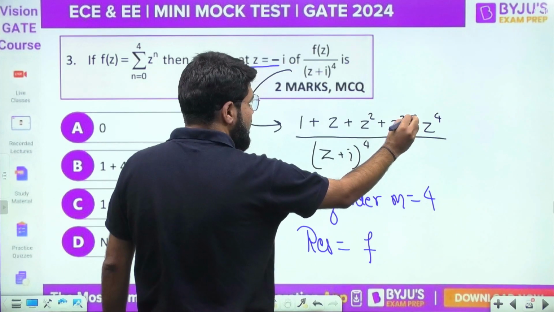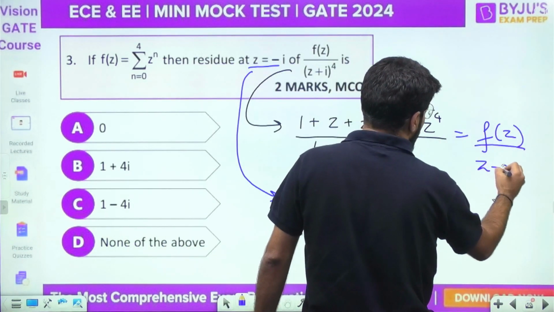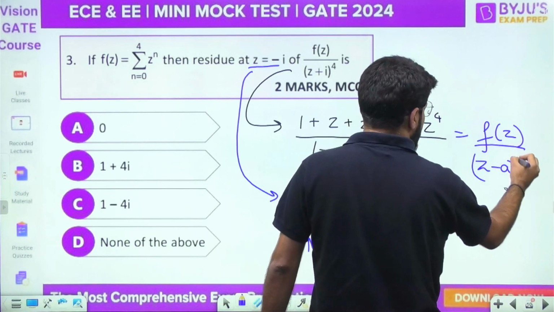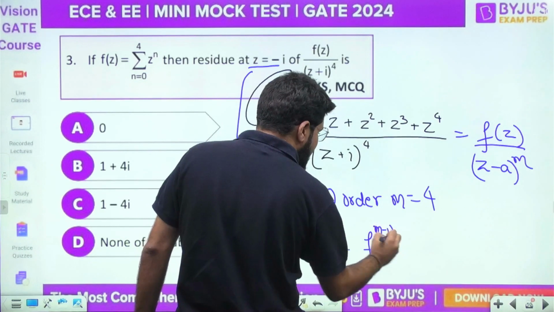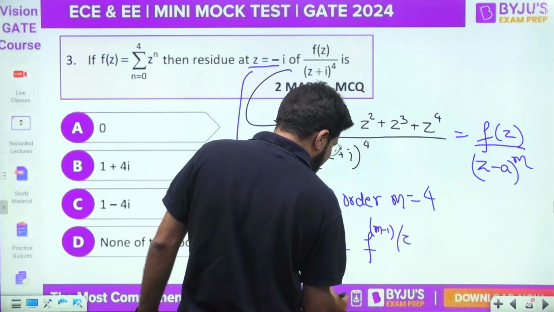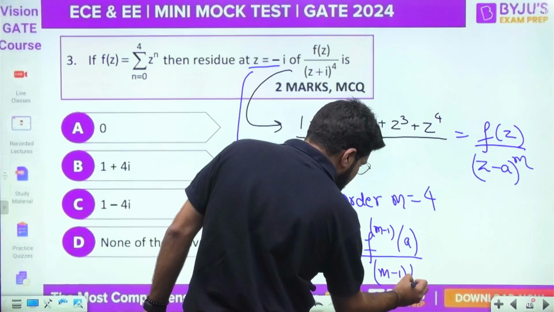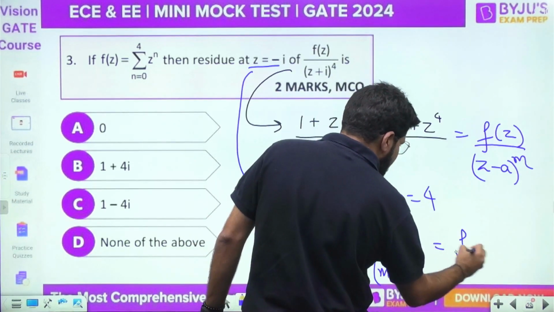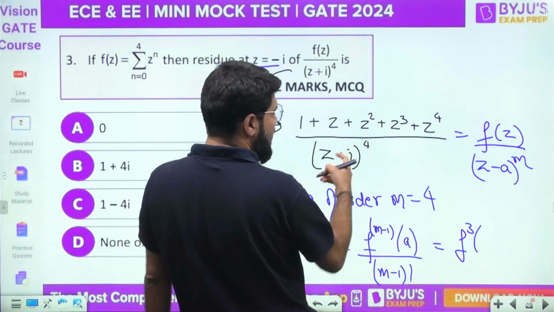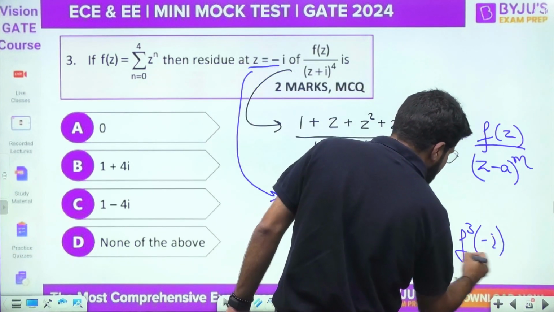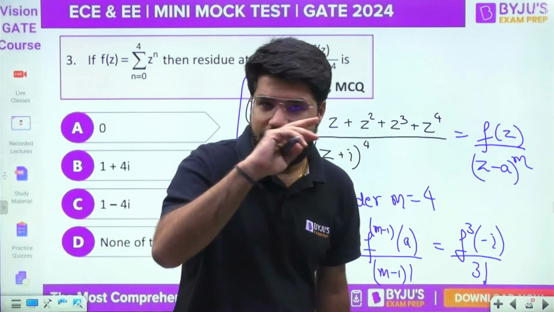This is like f(z) divided by the pole term (z minus a) power m. So the residue is given by the (m minus 1)th derivative of the numerator function f at the point a, divided by factorial (m minus 1). So the value of m is 4, so we need f''' at a. Here a means the value of the pole, and the pole is minus i, so I need f'''(minus i) divided by factorial 3.